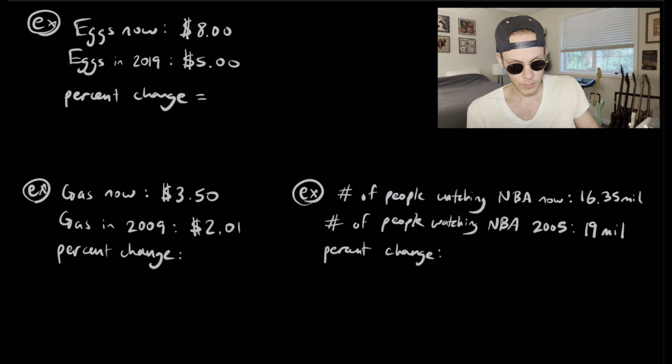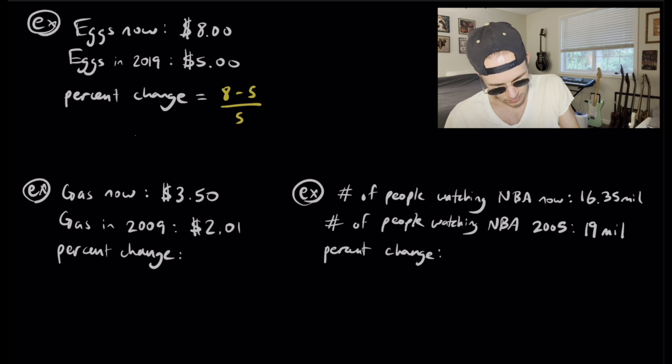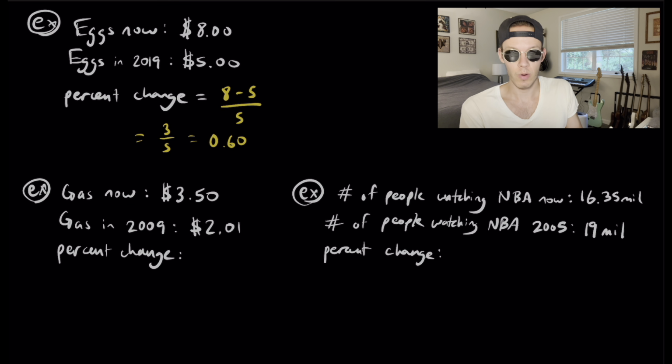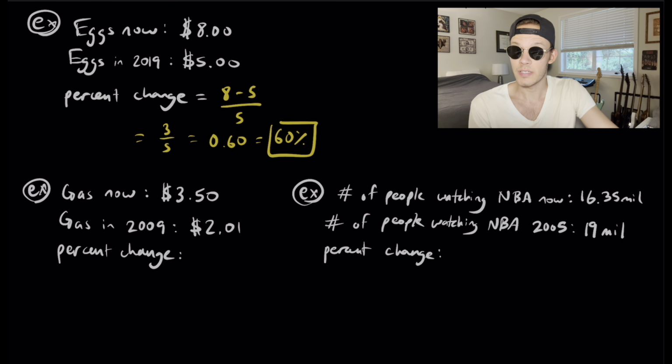So let's say that eggs now cost $8 a dozen, but in 2019 they were $5 a dozen. So what's the percent change? Just use the formula. We'll take our current price, $8, minus the old price, $5, divided by the old price, $5. So that's going to come out to be 3 over 5, which is going to be 0.60 when you convert that to a decimal, but we want a percent, so we're going to express that as 60%. So eggs, using these numbers from 2019 to now, have gone up in price by 60%.